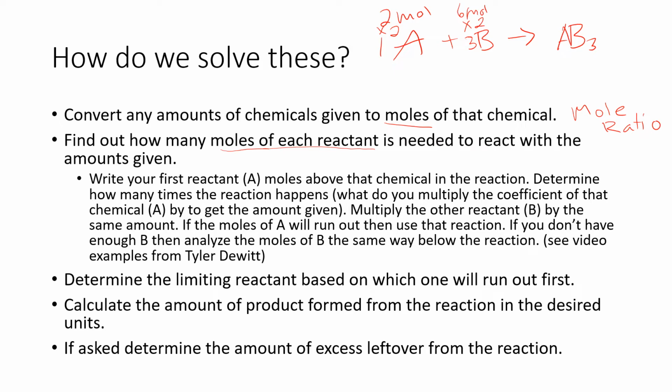If chemical A is the one that's going to run out first, we're going to just keep going with these numbers and ignore the given amount of chemical B for now. If chemical B is going to run out, or we don't have enough of it, then we do the same thing for chemical B. So we'd say, my situation only gives me 4 moles of chemical B. I'd figure out what I'm multiplying by to get to 4 moles, multiply chemical A by that amount, and proceed with these numbers.